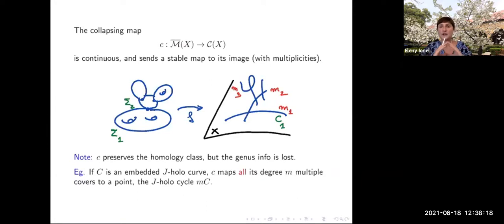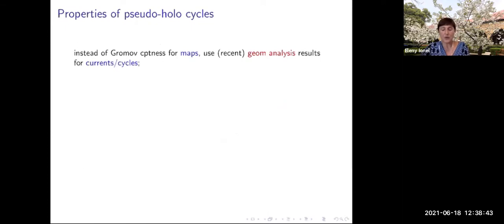It takes all the degree M covers to just one point, regardless of their genus. So there are many degree M covers, and this collapsing map takes all of them to just one point, which is the cycle M times C. So it collapses a lot of information, and it remembers just the important... well, it still remembers some of the important information. Questions? All right, so what are the properties?